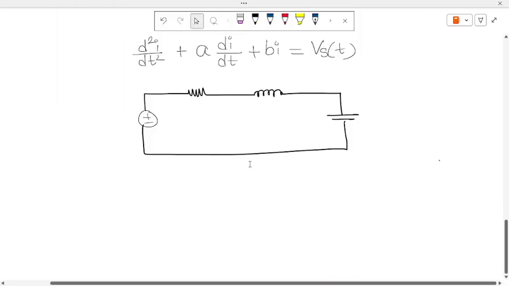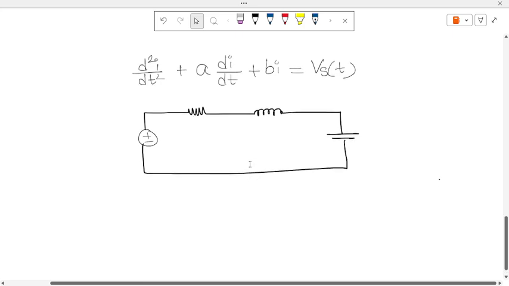Assalamu alaikum. So in this video I will form this differential equation from this RLC circuit. So this is a second order linear differential equation with constant coefficients as a and b are constant.